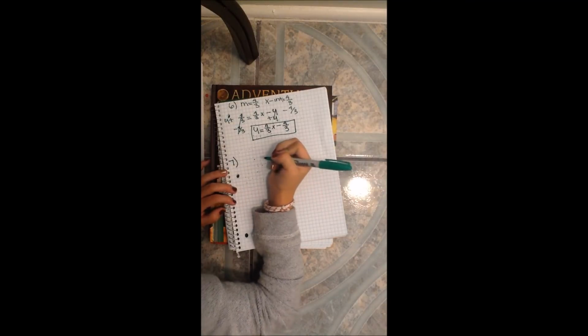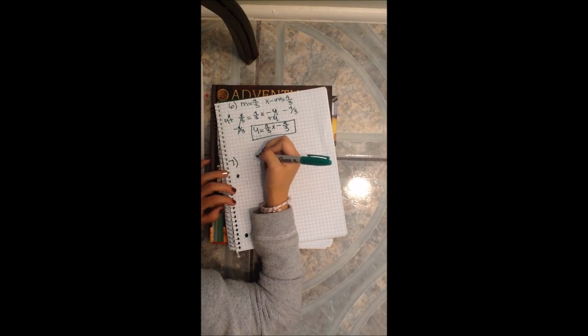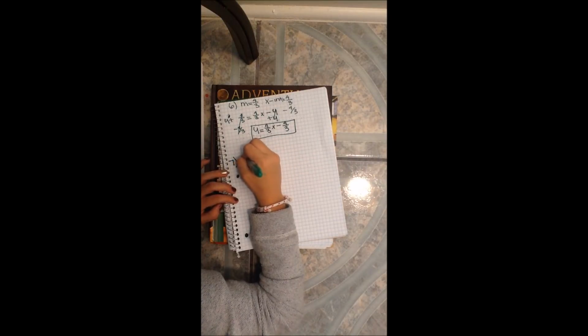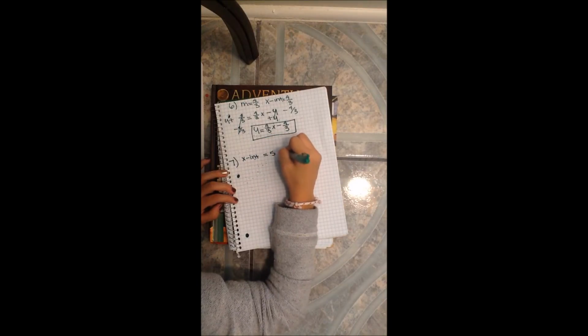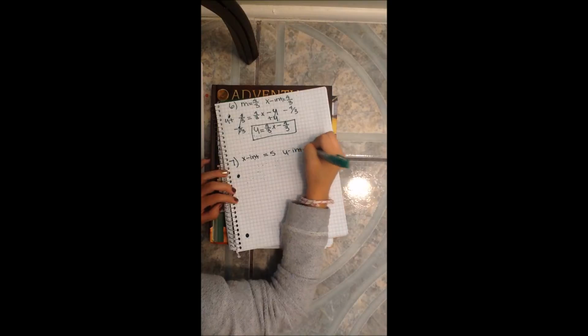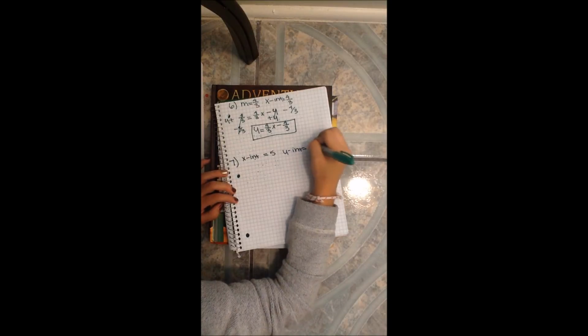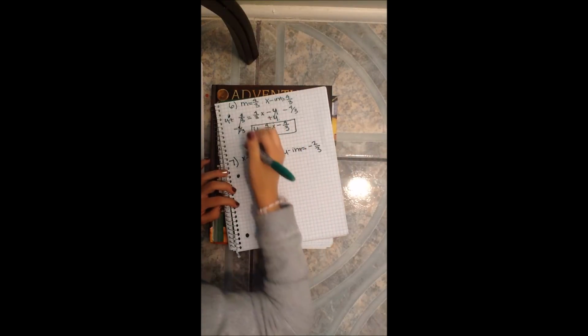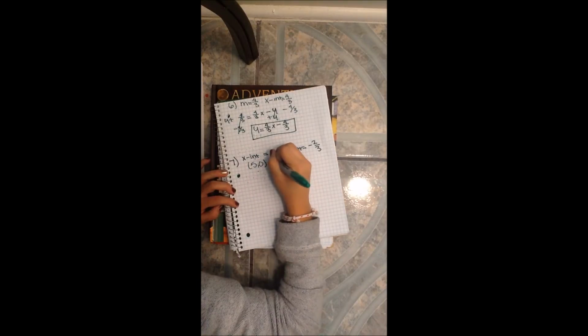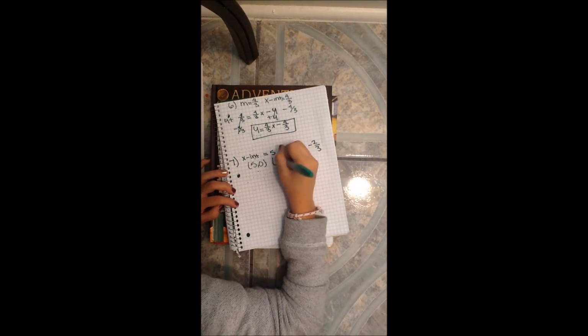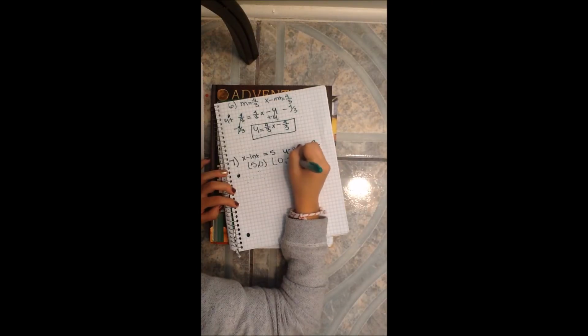And then number 7, it says to find the equation of the line that has an x-intercept of 5 and a y-intercept of negative 2 over 3. So my 2 points would basically be (5, 0) and (0, negative 2 over 3).